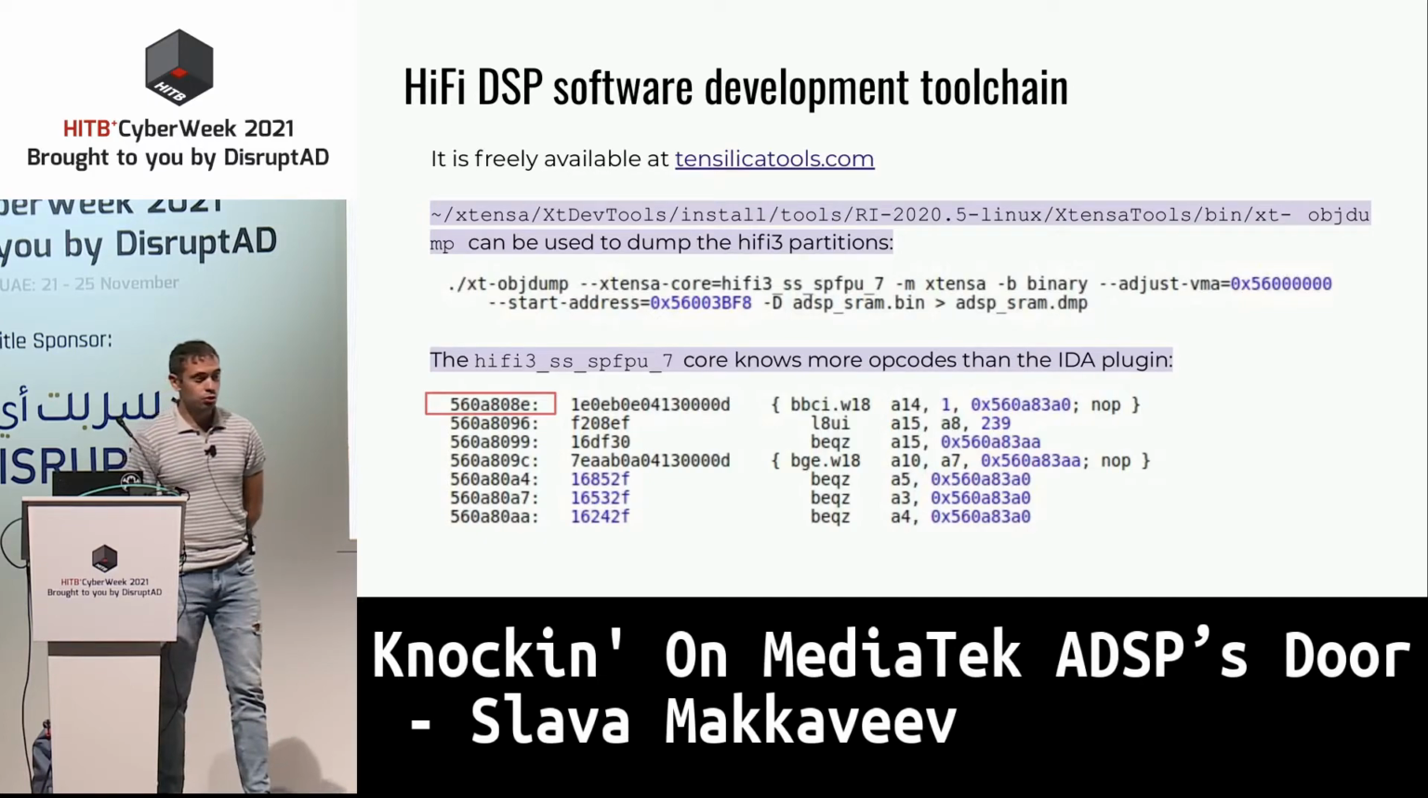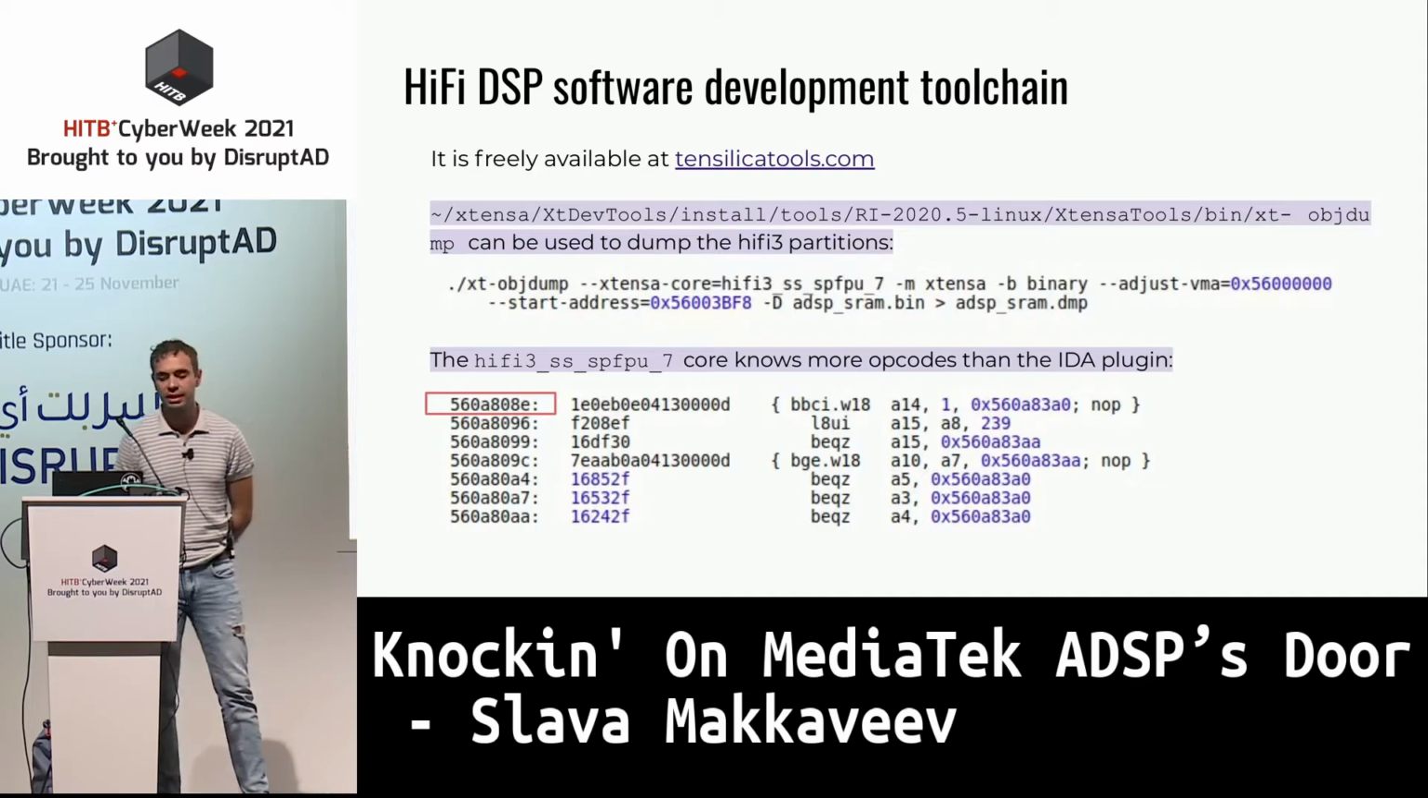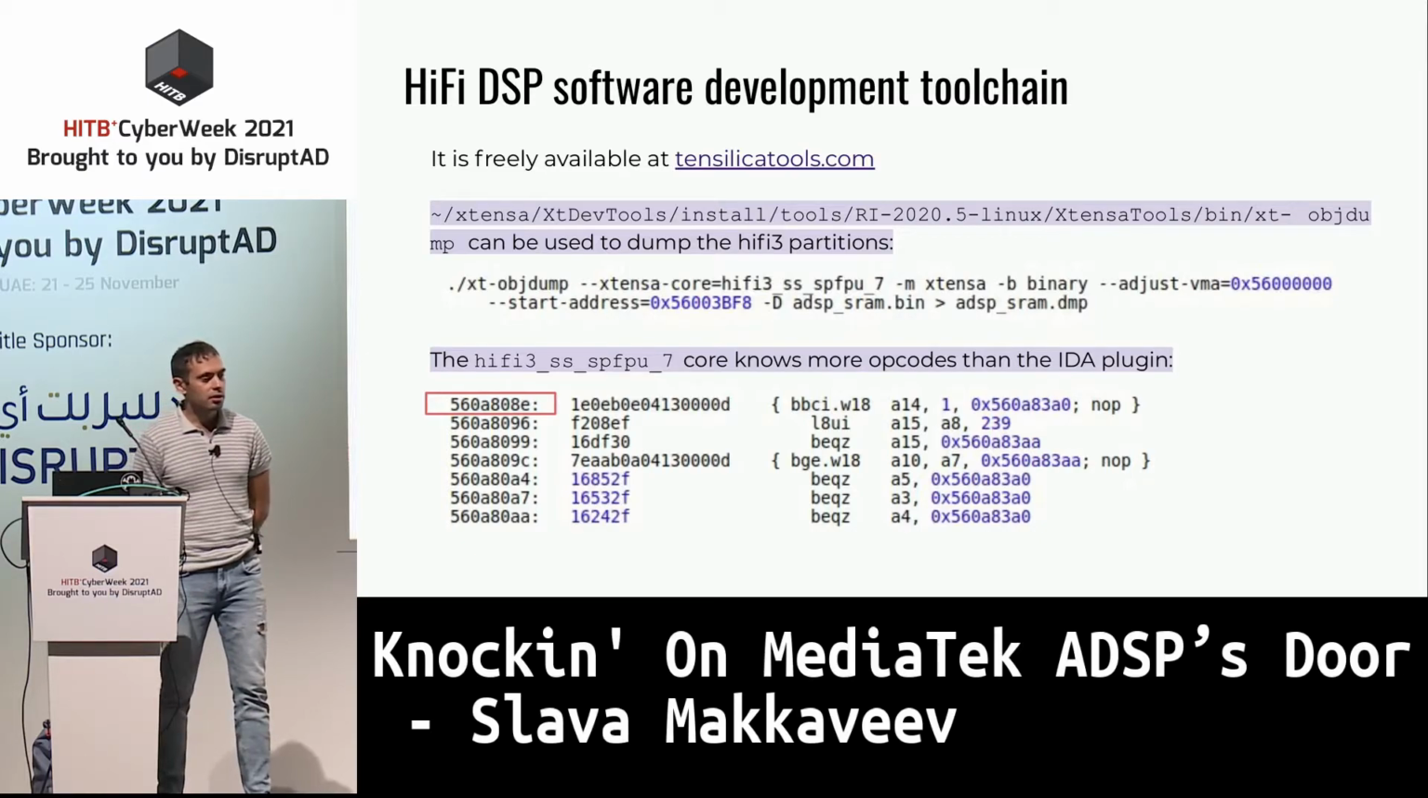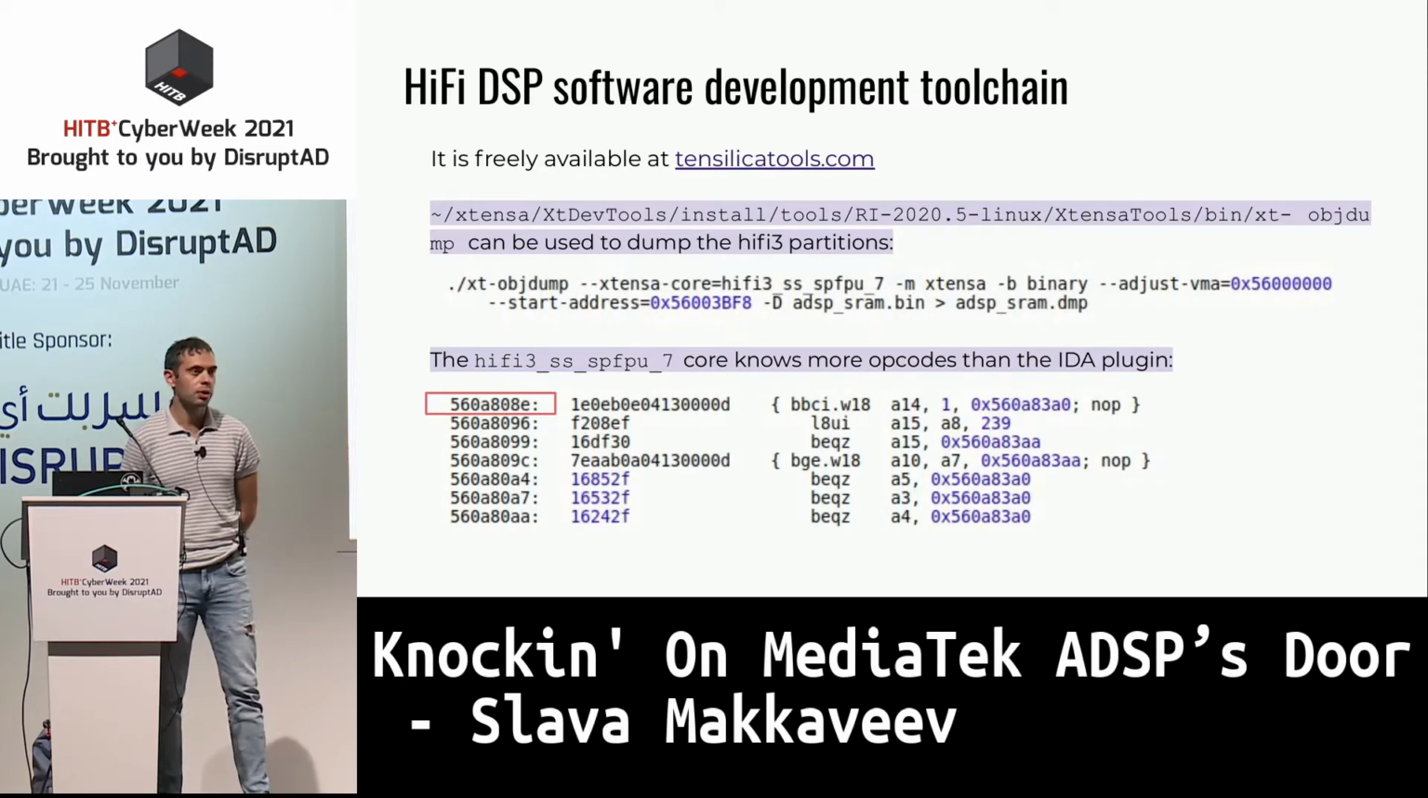Eventually, I found a good solution: use the Xtensa SDK to help IDA. The HiFi 5 DSP software development toolchain can be freely downloaded from the Tensilica Tools website, and the XT Dev Tools are part of the installation package. I used the xt-objdump tool to dump the HiFi 5 partitions of the audio DSP, and on the slide you can see the way I dumped the SRAM partition. The object dump contains disassembled Xtensa code, and the tool knows the instructions where IDA got stuck.